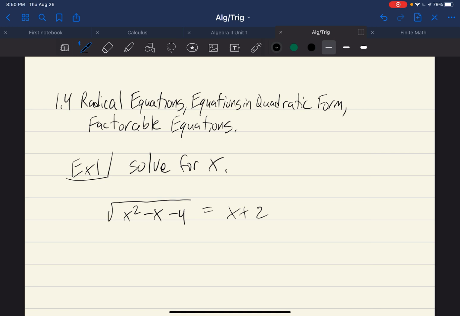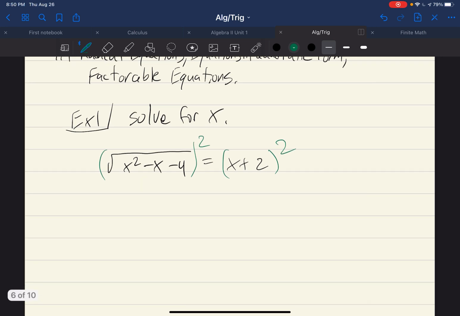This is a radical equation because it has a square root sign in it. So we're going to get rid of the square root, and the opposite of square rooting is to square each side of the equation. So I'm going to begin by squaring each side of the equation. You also have to watch out for extraneous solutions when you do radical equations. You want to make sure that the solution works back in the original problem.